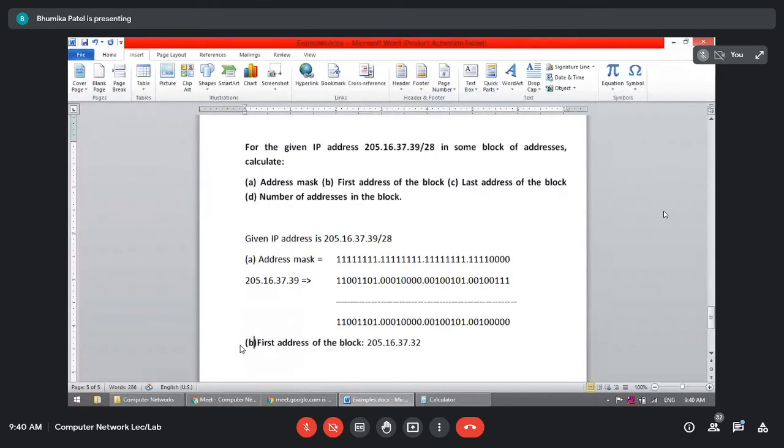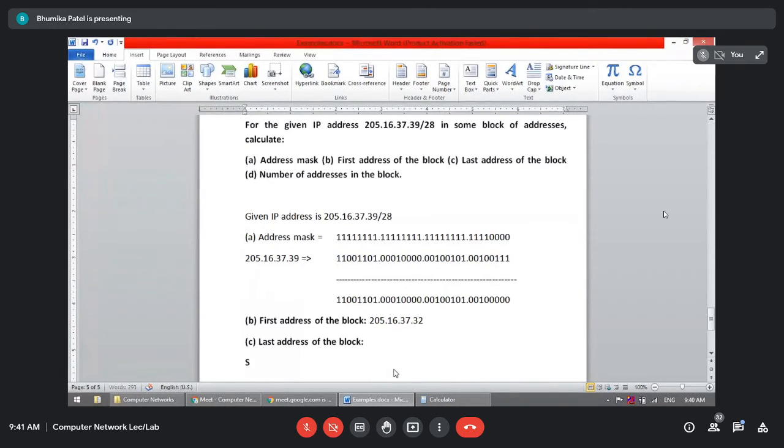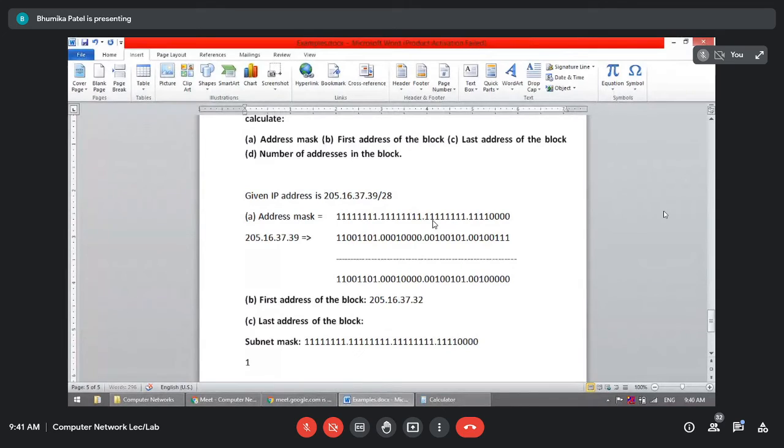Now to get the last address of the block, we are going to take the subnet mask. Okay, just take the subnet mask, and just perform the ones complement of the subnet mask, right? To get the last address, right?